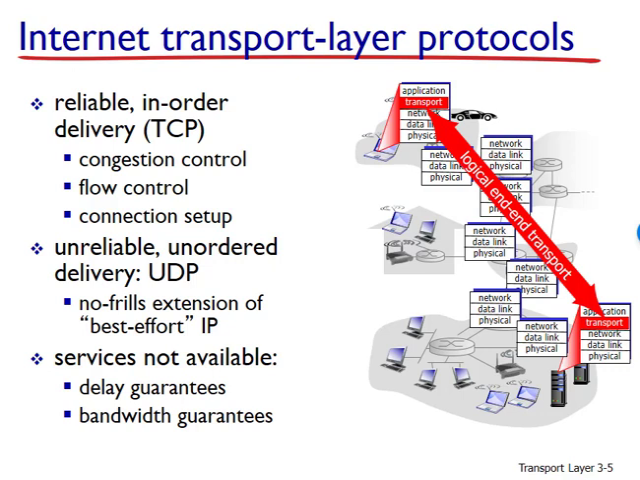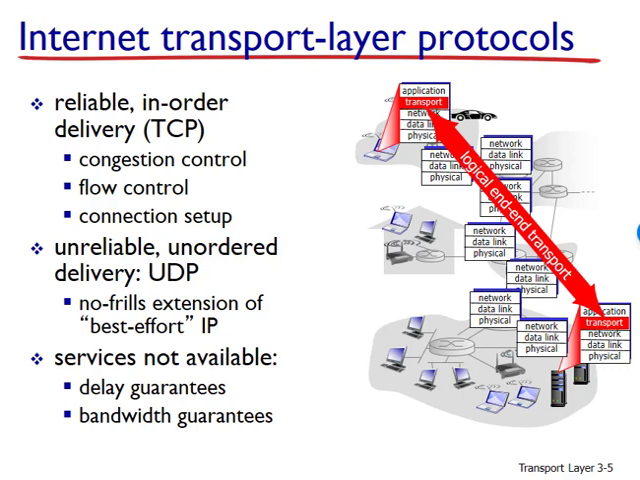TCP, on the other hand, offers several additional services to applications. First and foremost, it provides reliable data transfer using flow control and sequence numbers, acknowledgements, and timers, which are techniques we explore in detail in this chapter. TCP ensures that the data is delivered from sending process to receiving process correctly and in order. TCP thus converts IP's unreliable service between end systems into reliable data transport service between processes on those end systems.